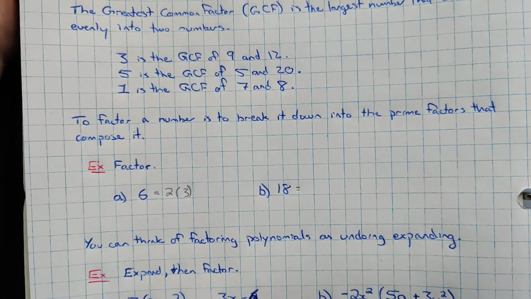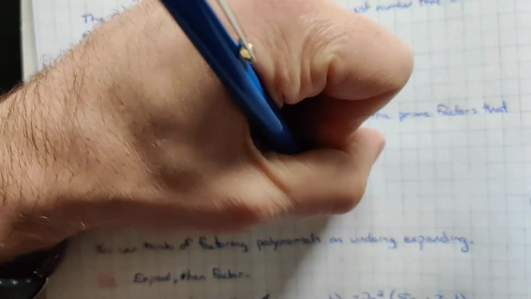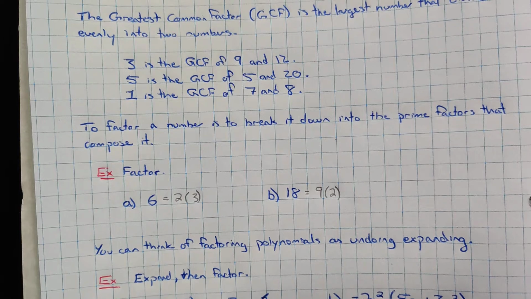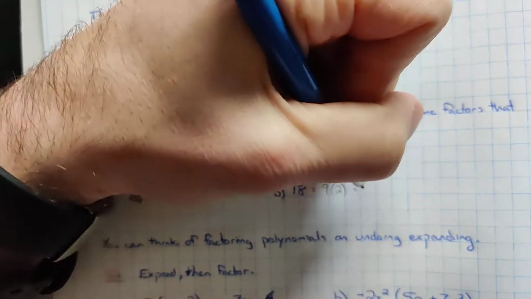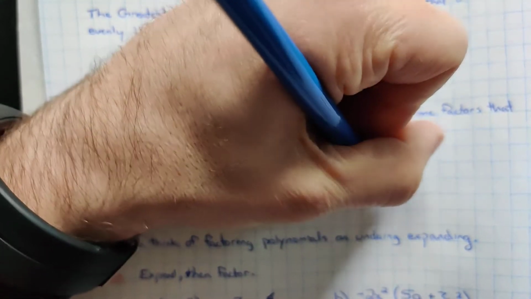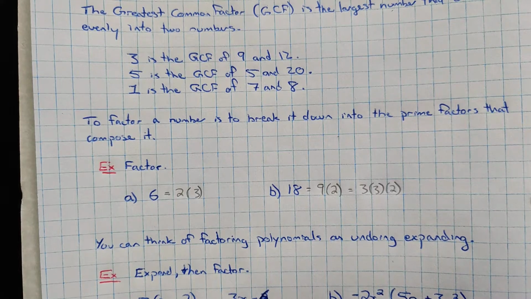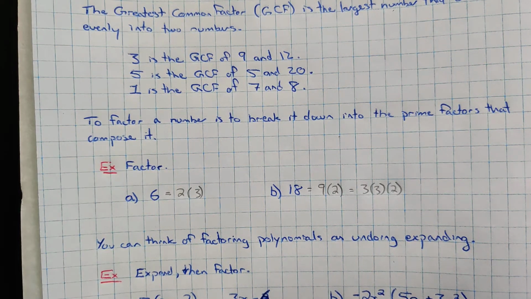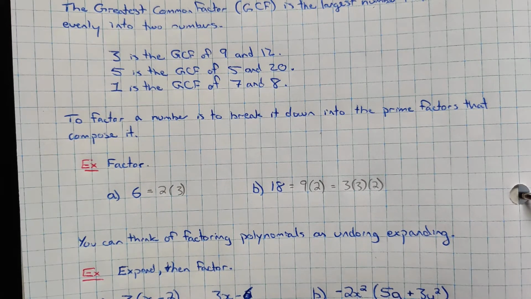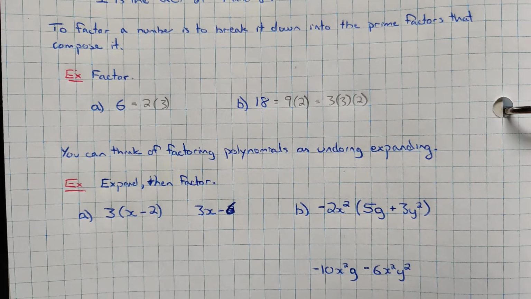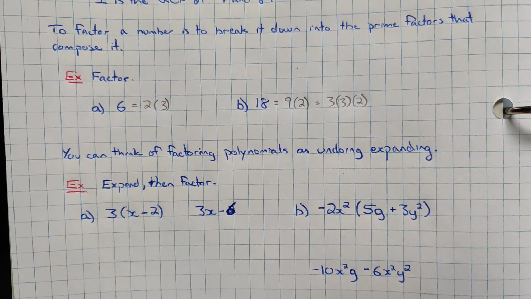Now 18, well, that's made up of 9 times 2. But 9 isn't a prime factor. 9 can be broken down as 3 times 3, times the 2. And so there we factor those down to their prime factors: 3 times 3 times 2 for 18, 2 times 3 for 6. You can think of this as undoing multiplication, so you can think of this as undoing expanding in terms of polynomials.